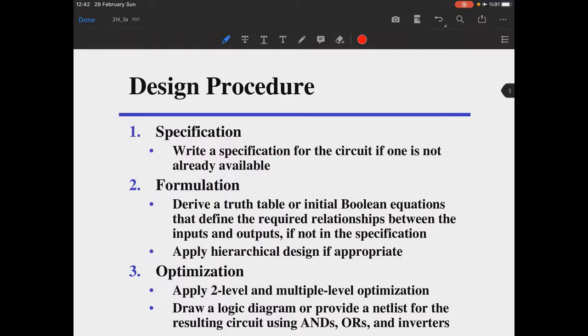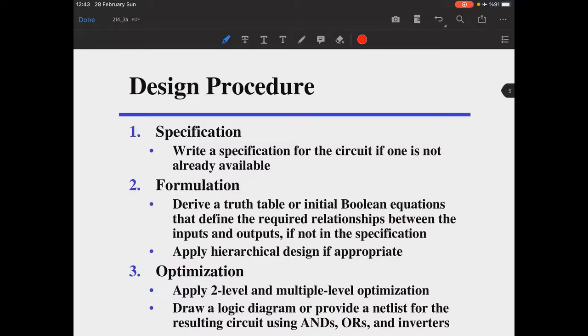Then comes the formulation part, where you derive a truth table or initial Boolean equations that define the required relationships between the inputs and outputs that we mentioned in the previous slide. Again, maybe they are given in the specification as well. Most probably in an exam question it is possible. But usually, if you're dealing with customer requirements, you need to formulate it. Then you apply hierarchical design here if appropriate. If it is required, you take that step right here.